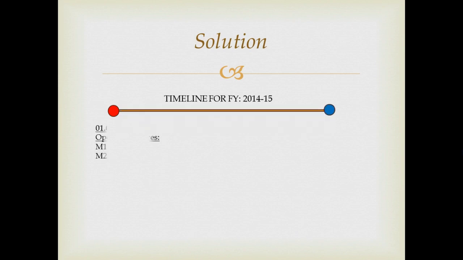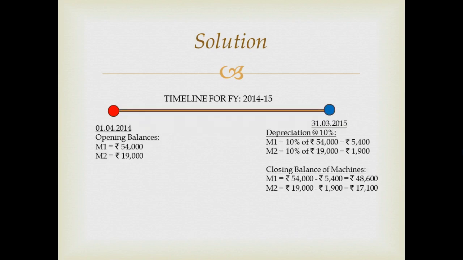Now our timeline for financial year 2014-15. On the 1st of April 2014, we have the opening balances of the machines M1 Rs 54,000 and M2 Rs 19,000. There have been no events related to purchase or sale of any machine during this particular financial year. So we directly go to the 31st of March 2015 where depreciation has been provided at the rate of 10% using WDV method.